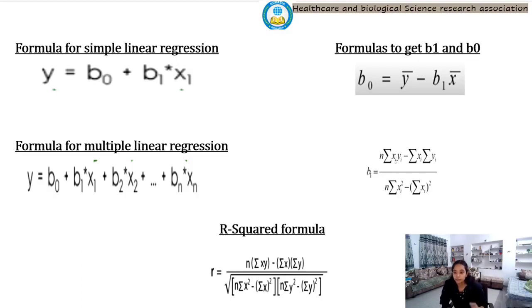As we move towards multiple linear regression, we need more than one variable to proceed further. So in this formula we have x1, x2 and xn number of variables, and here are the formulas to get b1 and b0, and the last one is the R squared formula, by which we can calculate our model's accuracy.